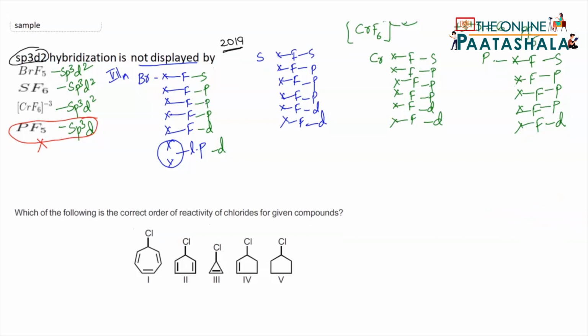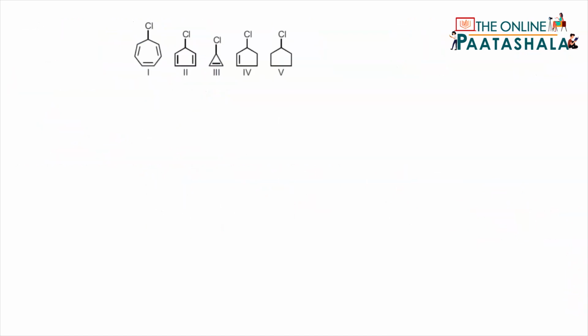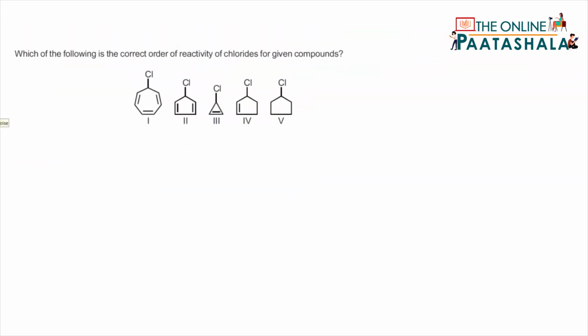Next question, it is also an IIT question. Let's see how it goes. What is the question here? Which of the following is the correct order of reactivity of chlorides of the given compounds? These are the 7-membered ring, 5-membered, 3-membered, 5-membered, 5-membered rings.